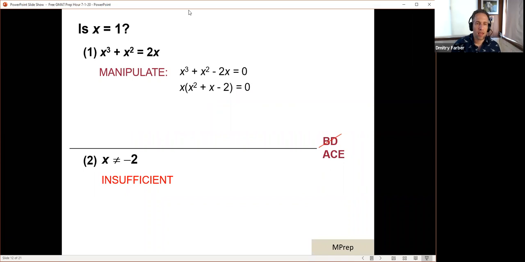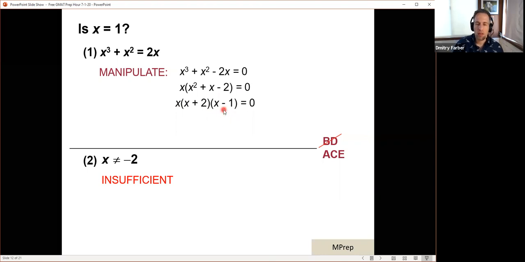And then here I have to use my quadratic skills and say, all right, what adds to +1, my coefficient here, and multiplies to -2? And I'll have this, x plus 2, x minus 1. If you FOIL this out, you can check it. X squared minus x plus 2x minus 2 gives me this. Notice I then have 3 roots, 3 zeros. X could be 1, x could be -2, or x could be 0.